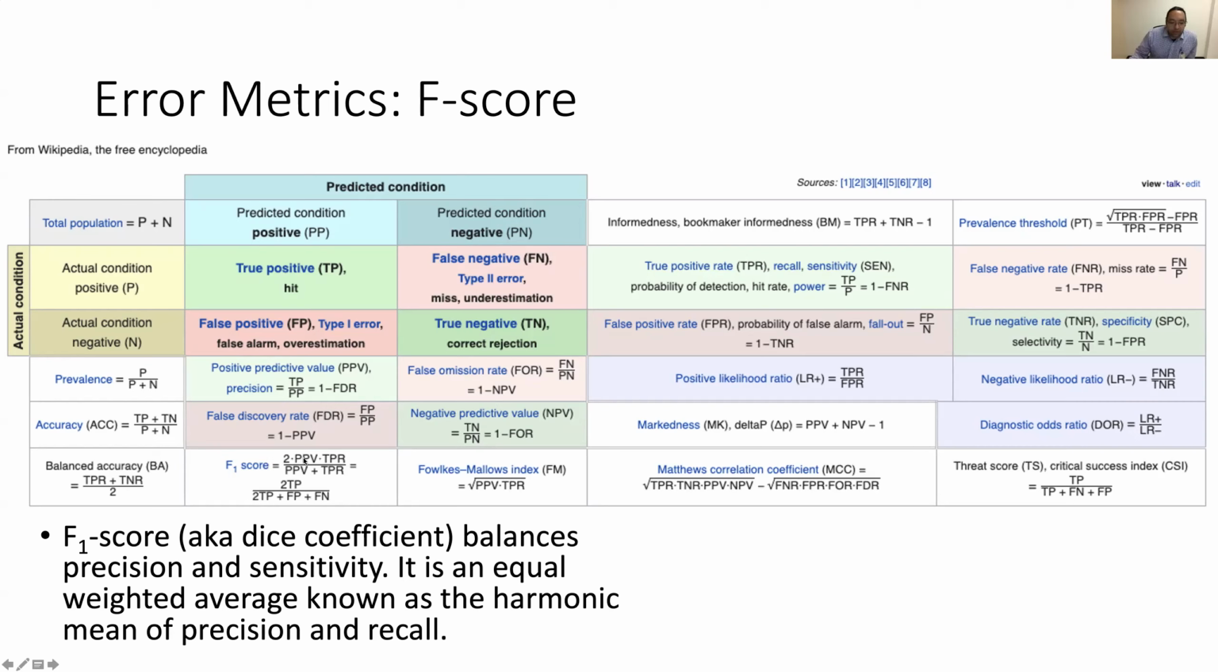Look at what it's doing. It's multiplying your precision and your sensitivity and dividing over the sum of the two. You could think of it as equally weighting your precision and your sensitivity. In fact, that's what it does. It's called the harmonic mean of precision and recall. Recall is just another word for sensitivity.